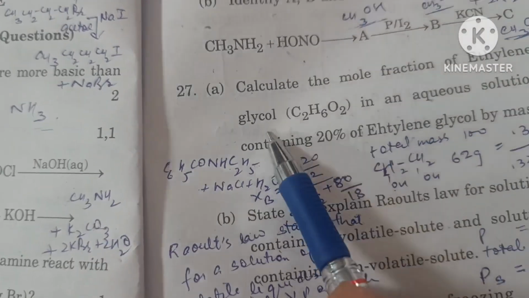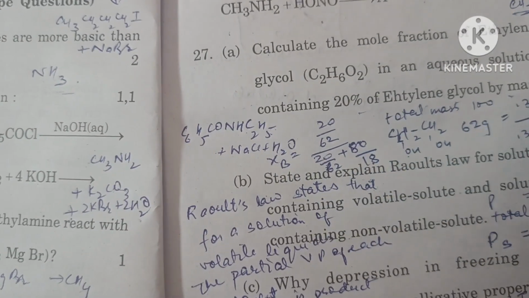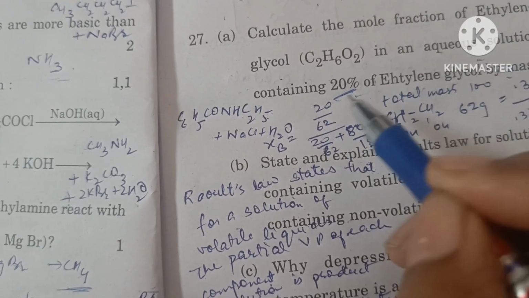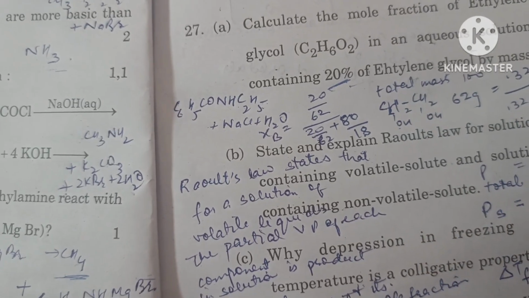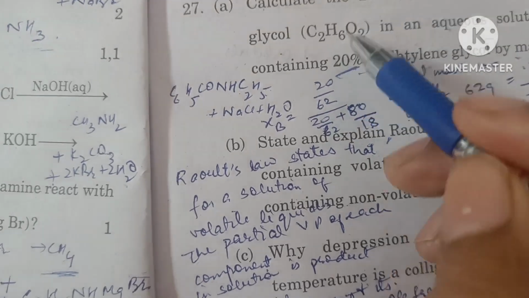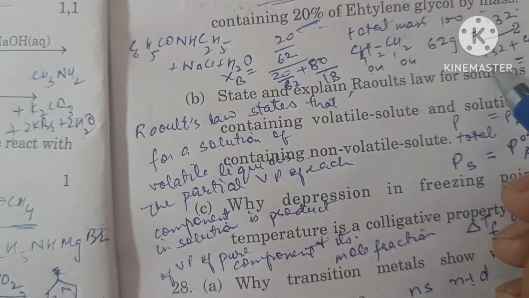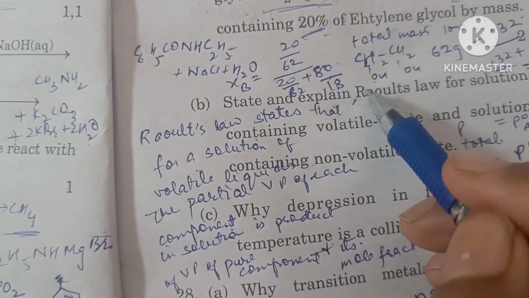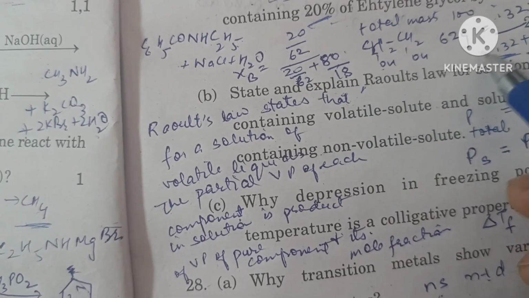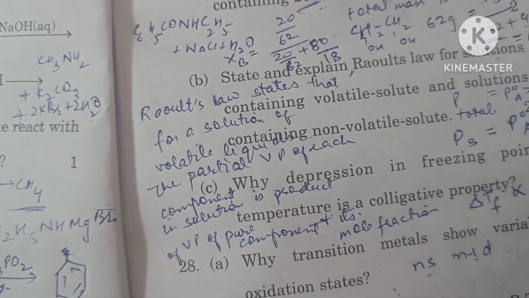Calculate the mole fraction of ethylene glycol. तो ethylene glycol in an aqueous solution containing 20% of ethylene glycol by mass. तो 100 ग्राम सोल्यूशन में 20 ग्राम क्या है? एथिलीन ग्लाइकोल. और 80 ग्राम्स क्या हो गया? वाटर. नंबर ऑफ मोल्स ऑफ एथिलीन ग्लाइकोल हो गए 20 डिवाइडेड बाई इसका मोलर मास विच इज 62. तो वो 20 डिवाइडेड बाई 62 आ गया 0.32 और इस तरह 80 डिवाइडेड बाई 18 आ गया 4.44. तो मोल फ्रैक्शन हो जाएगी 0.32 डिवाइडेड बाई 0.32 प्लस 4.44 विच कम्स आउट टू बी 0.068.